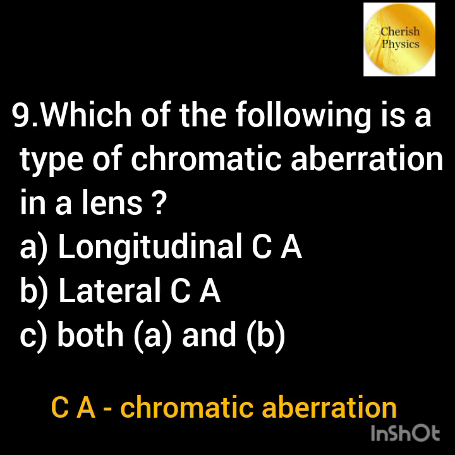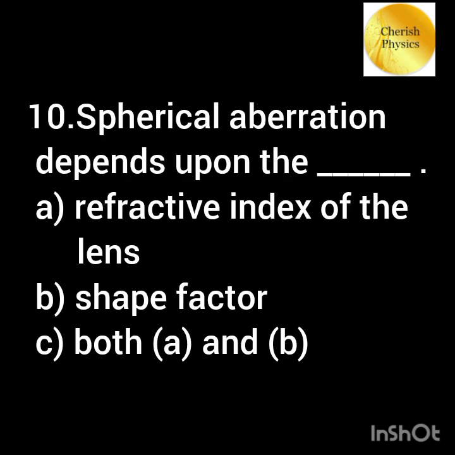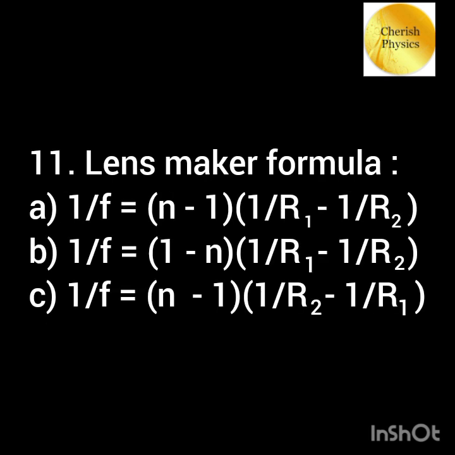Which of the following is the type of chromatic aberration in the lens? Spherical aberration depends upon the dash. Find out the lens maker formula.